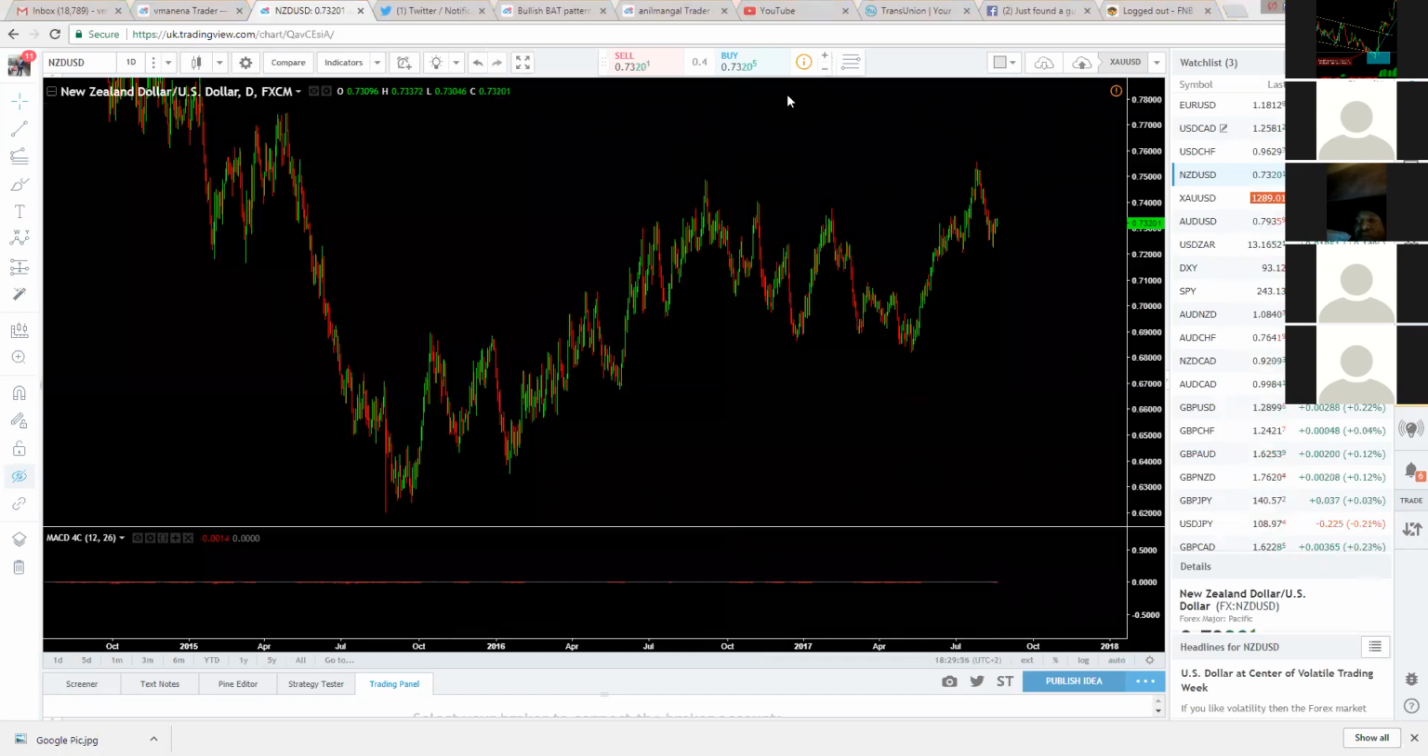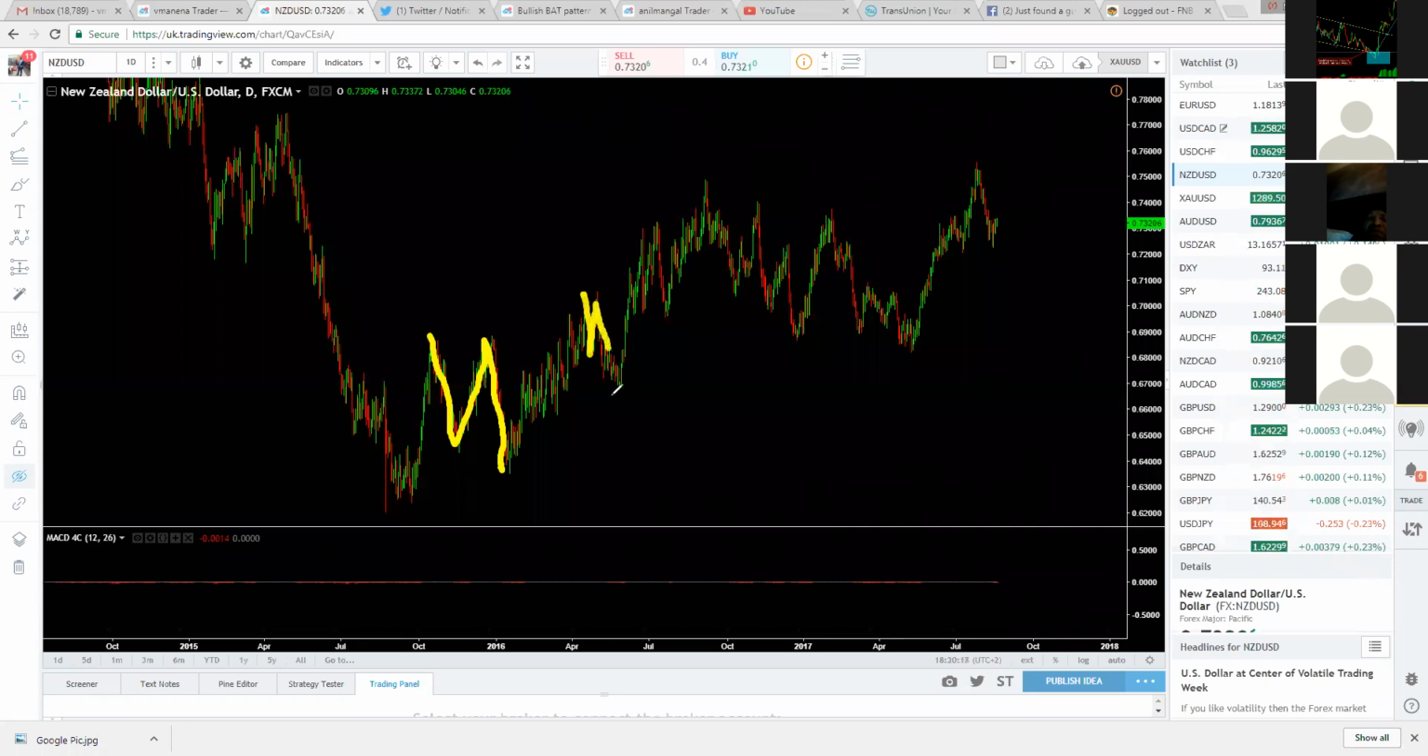What is interesting about this pair, I always get very fascinated whenever I see the fractals, and we've got fractals happening on this pair as well. So notice this, we get an impulse and we get the correction. We get the impulse, and then we get the correction. Just see how clear this is. All this is giving us a leading diagonal.